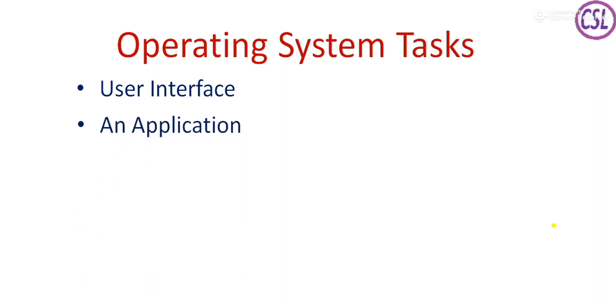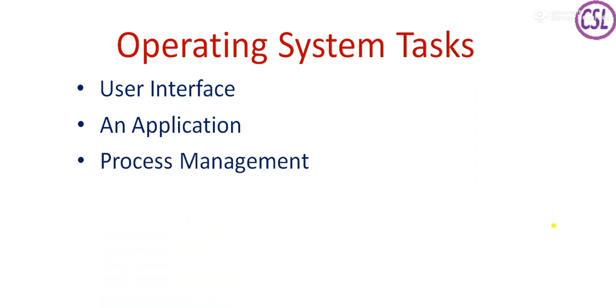And an application. So operating system works like an application. It takes the request from the user or from the application program and does according to that and gives the result. So we can say that an application. A task is an application.